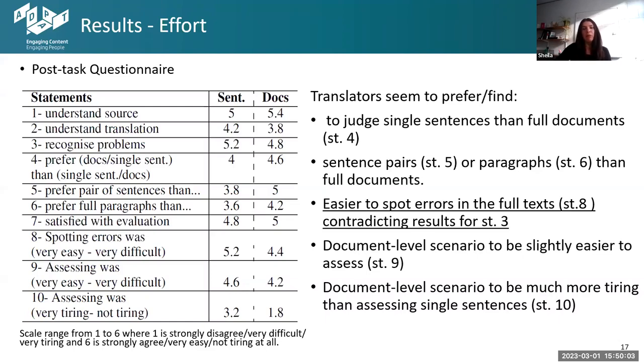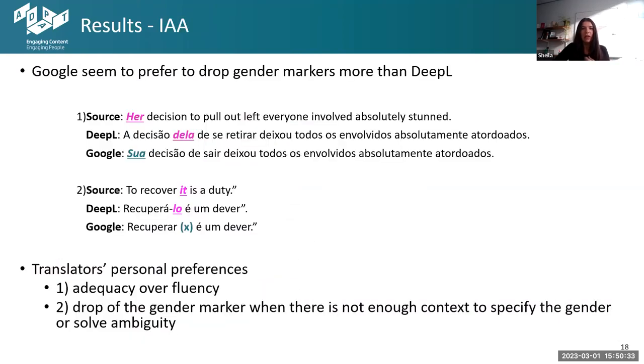But they say that they would have preferred to do sentence pairs or paragraphs than full documents. But they said it was easier to spot errors in their full texts, which contradicts the results of statement three. So everything was a little bit confusing with this first experiment. It was the first attempt to try to do a methodology for document level assessment that I've known of.